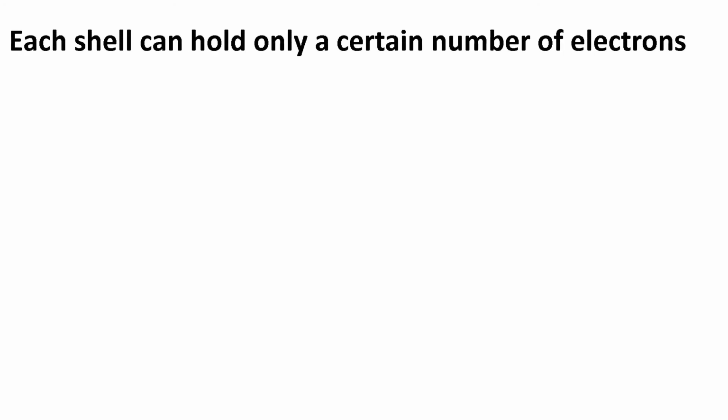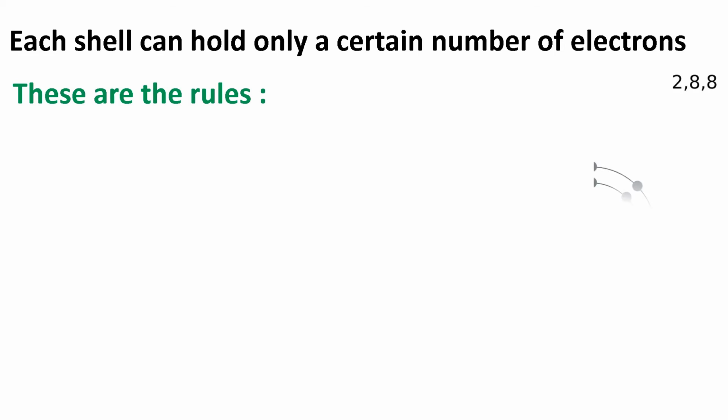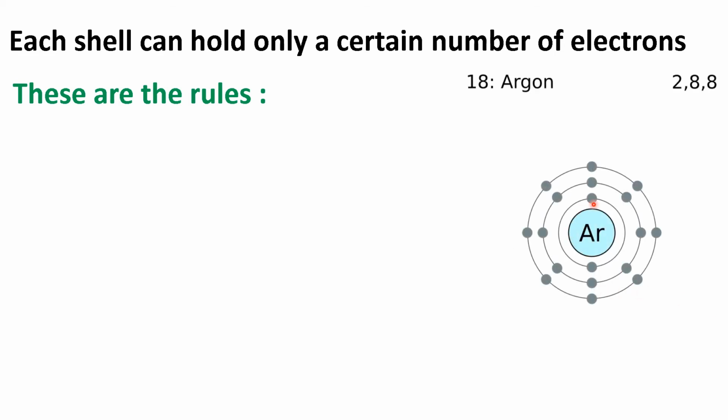Each shell can hold only a certain number of electrons. These are the rules. If we have an argon atom, atomic number equal to 18, the distribution of electrons is 2, 8, 8. Here is the nucleus, and here are the electrons that move around the nucleus in shells. These are shells, 1, 2, 3 shells.